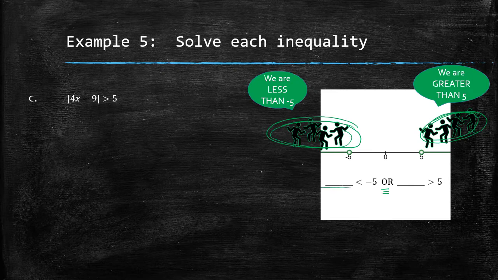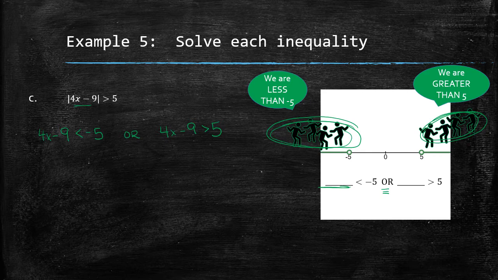So here in the blanks, we're going to write what we have inside our absolute value bars. So 4x minus 9 is less than -5, or 4x minus 9 is greater than +5.